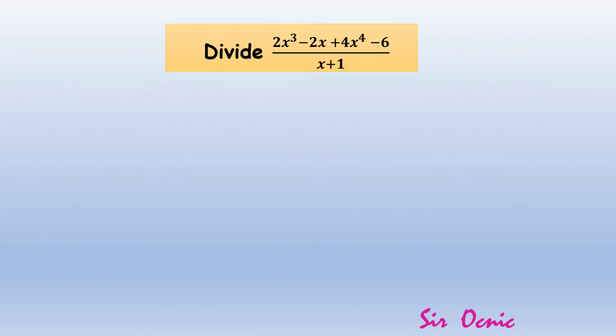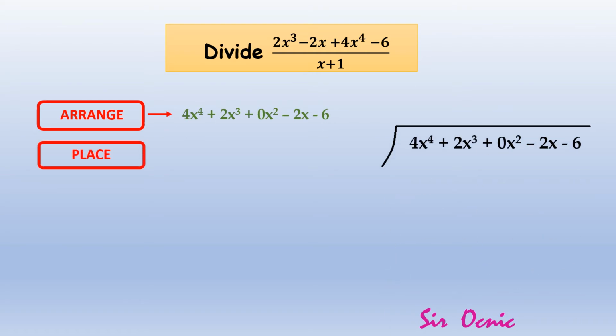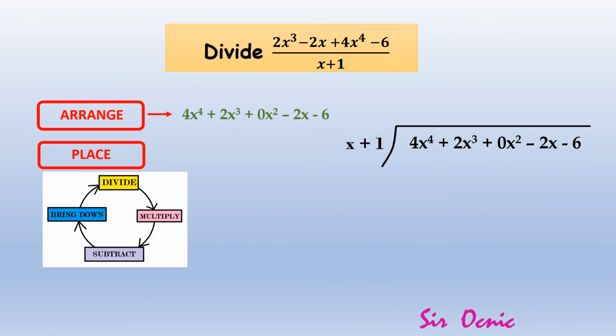Divide 2x cubed minus 2x plus 4x to the fourth minus 6 by x plus 1. Arrange first the dividend. So we will have 4x to the fourth plus 2x cubed plus 0x squared minus 2x minus 6. Place the dividend in the divisor and use the cycle divide, multiply, subtract, bring it down.